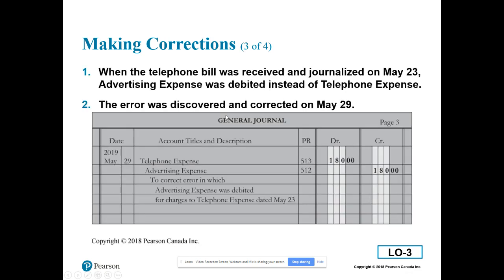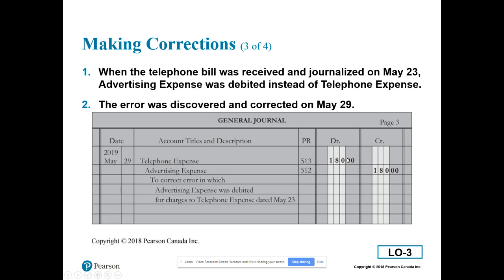So in this example, the telephone bill that was received and journalized on May the 23rd, so we had a telephone bill, something happened and for some reason it was posted to the advertising expense. Don't know why, it just happened there. We have to take it out of advertising expense. So what I do is I say, okay, here's my journal. I have to increase my telephone expense by 180, and I have to take it out of the advertising expense. So I have to credit that by 180. Then ignore those numbers. They shouldn't be there because I would have to post it.